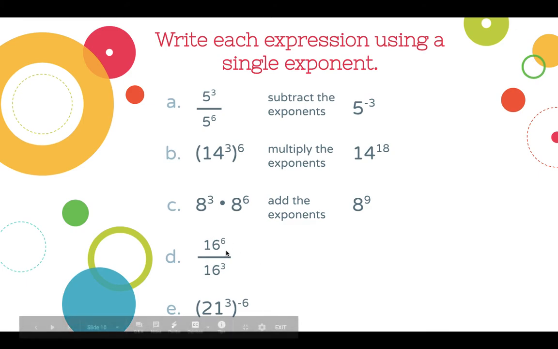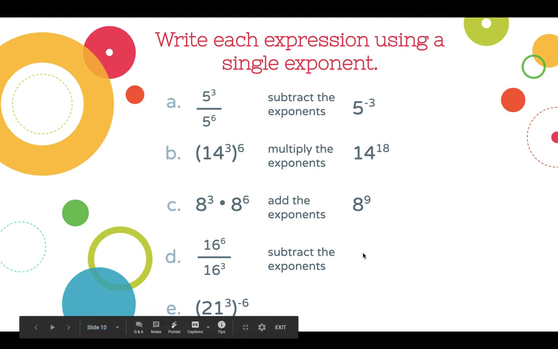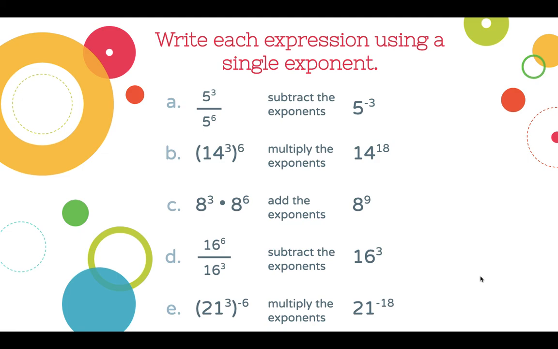So when we're dividing, we need to subtract our exponents. 6 minus 3 is 3, so 16 to the 3rd power. And our last one, it's a power to power, so we have to multiply our exponents. 3 times -6 is -18, so 21 to the -18. All right. Hope everyone got all those.